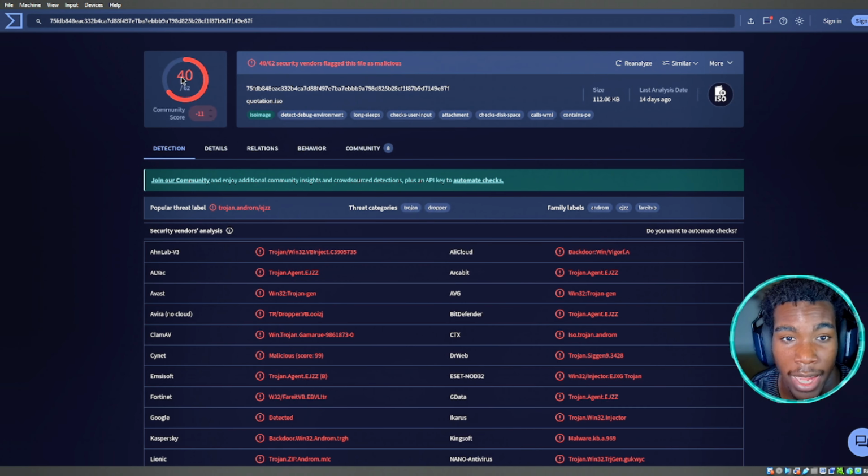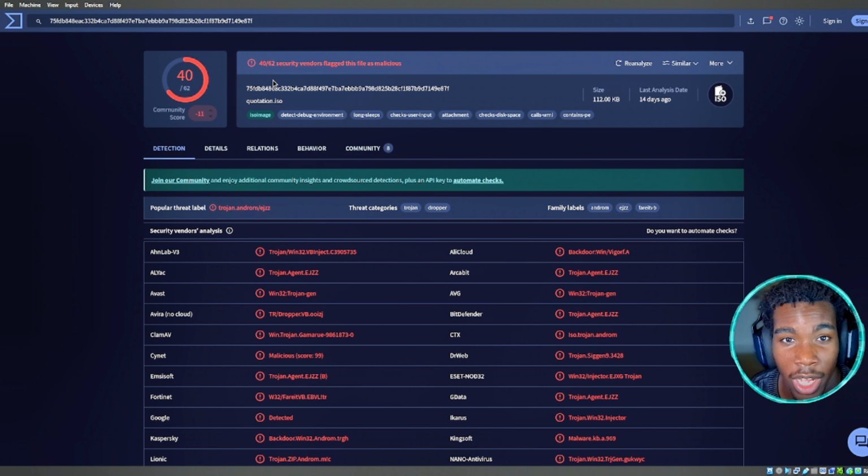And this was flagged by a lot of vendors, 40 out of 62, a -11 community score, and it actually knows the name of our ISO image, quotation.iso, just with the hash there. And this is a popular threat label, and we can go ahead and get a screenshot of this to include into our report and get down that VirusTotal flagged this as malicious. So we are 200, 400, 500% sure at this point.